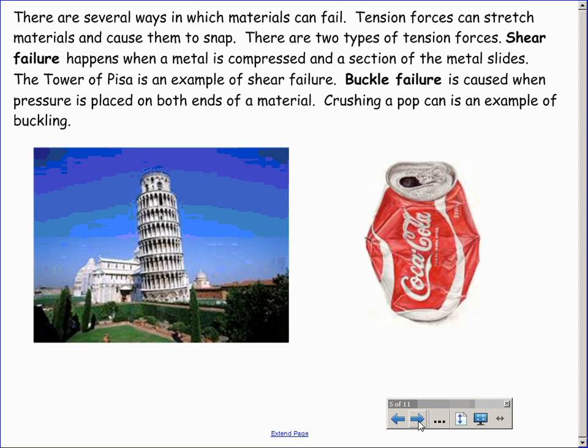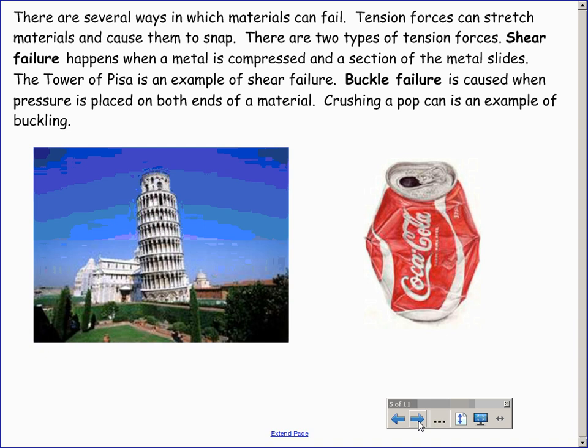There are several ways in which materials can fail. Tension forces can stretch materials and cause them to snap. There are two types of tension forces. Shear failure happens when a metal is compressed and a section of the metal slides. The Tower of Pisa is an example of shear failure.